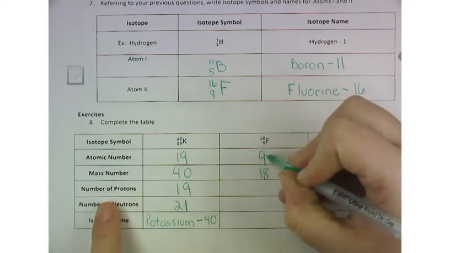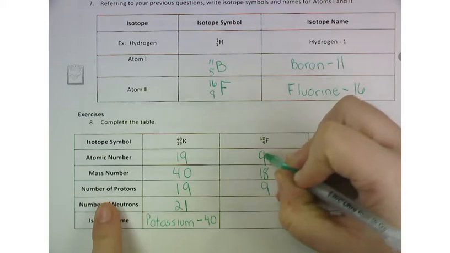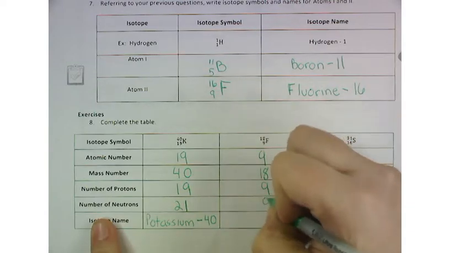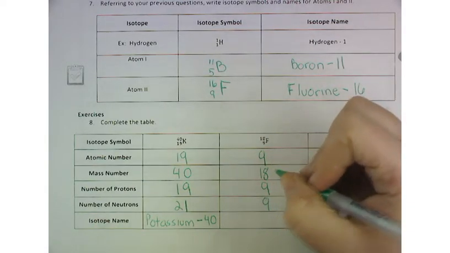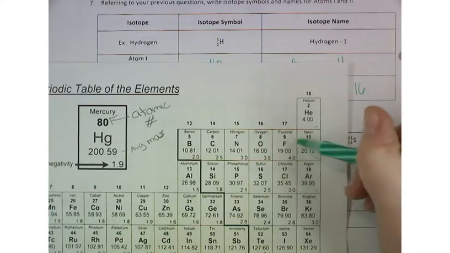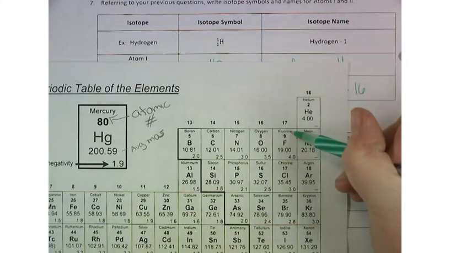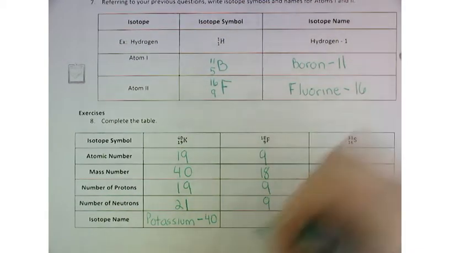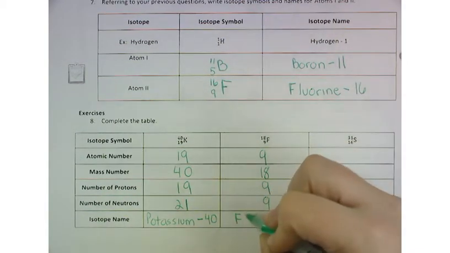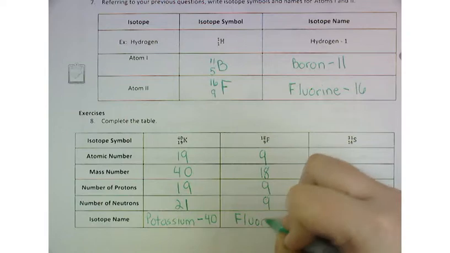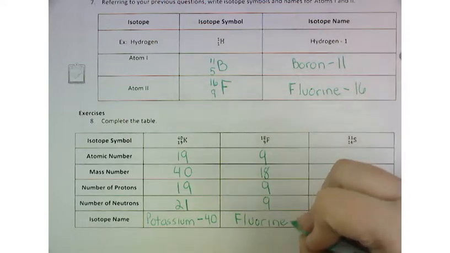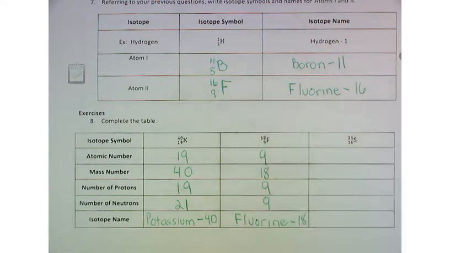Number of protons, remember, corresponds with our atomic number. Number of neutrons is going to be our mass number minus our protons, so that'll also be 9. Now we can go back to our periodic table, and we find F is fluorine once again. So this is also going to be fluorine, just like our guy up there. So fluorine-18, because that is our mass number.